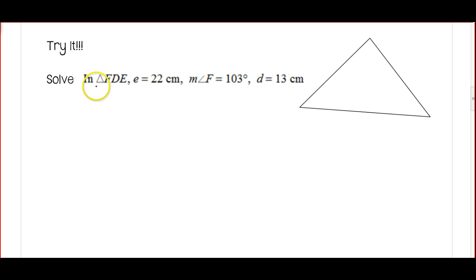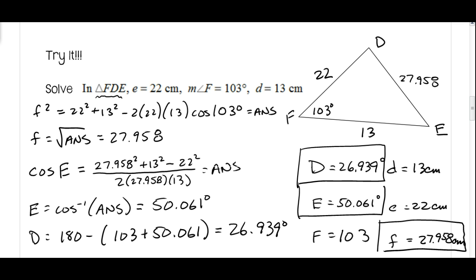Now, be careful here because my triangle is FDE, so I'm just going to label this FDE, and then I know side E, which is opposite angle E, is going to be 22 centimeters. Angle F is 103 degrees, obviously not drawn to scale. And side D, opposite angle D, is going to be 13. So go ahead and pause the video and work this one out, and then when you restart the video you will have the solution to this problem so you can check. Here's the solution for this example problem.